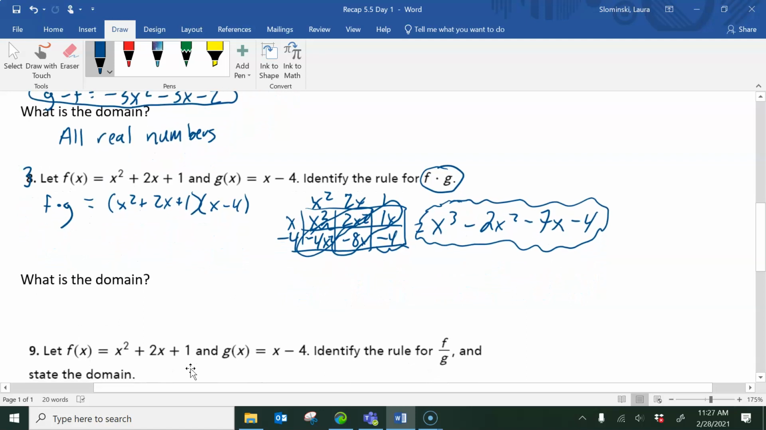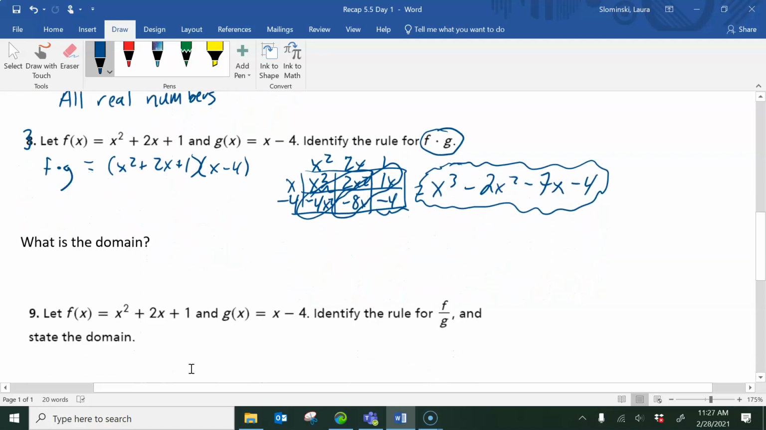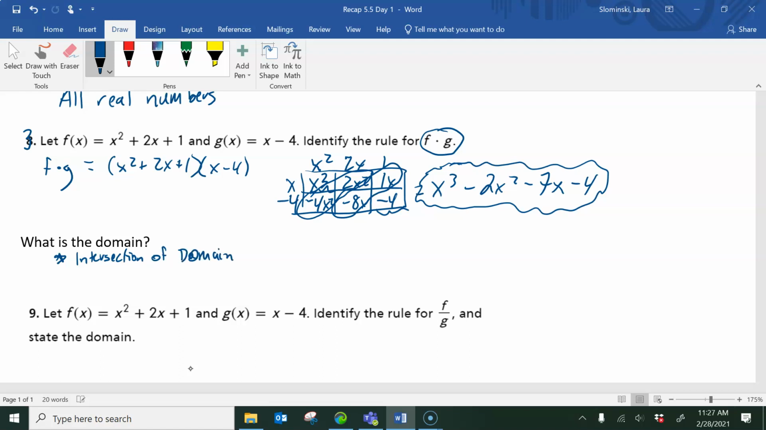Now, the domain of this, and again, this came up in the video, you'll want to make sure that you get it down somewhere. The domain is the intersection of what you're multiplying. So the intersection of the domains of what you are multiplying.